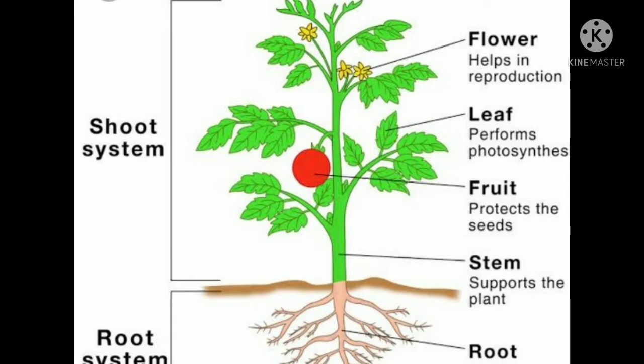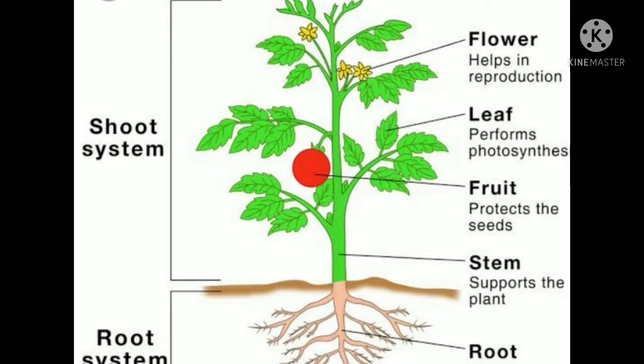Children, today we will start a new lesson, Parts of a Plant. Lesson 7, Parts of a Plant. In this lesson, we will learn about parts of a plant and their uses, germination.